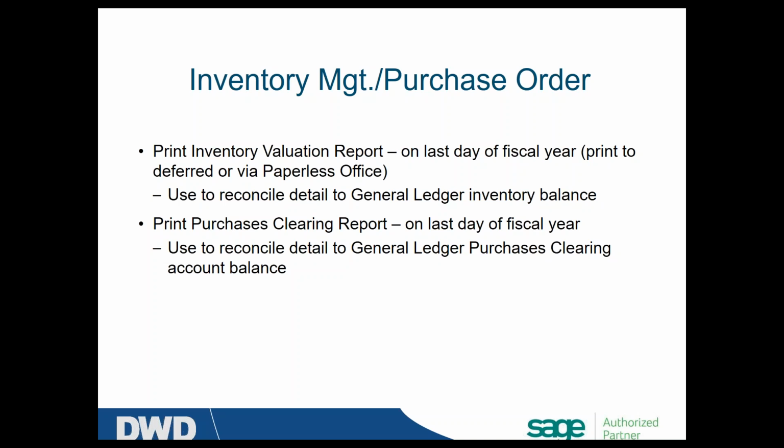If you're using the purchase order module, you probably want to grab your purchases clearing report. It also is as of the moment in time that you run it. That's the report that verifies quantity ordered versus quantity received versus quantity invoiced, and lets you know what POs are still considered incomplete, or incomplete, I guess, whatever the word should be.